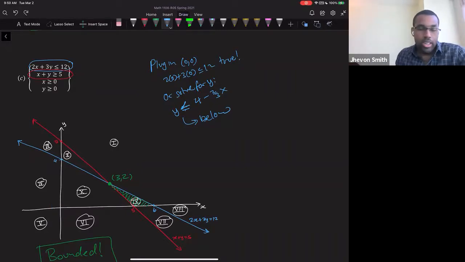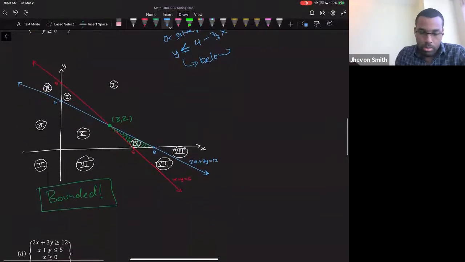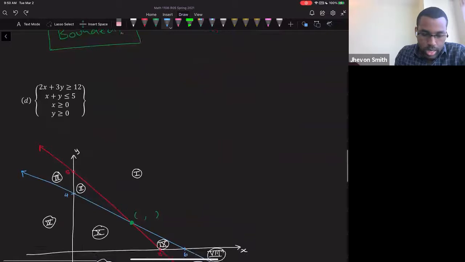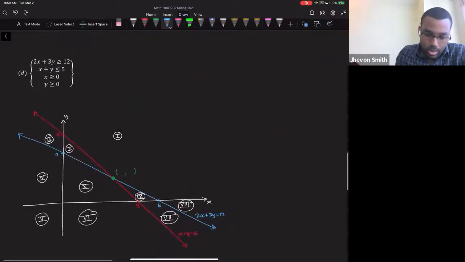Right? And again, I could have solved for y. My y would be greater than or equal to 5 minus x. Y greater than or equal to something is above the line, right? So a couple of ways you could do that. But yeah, so that was that one. D.